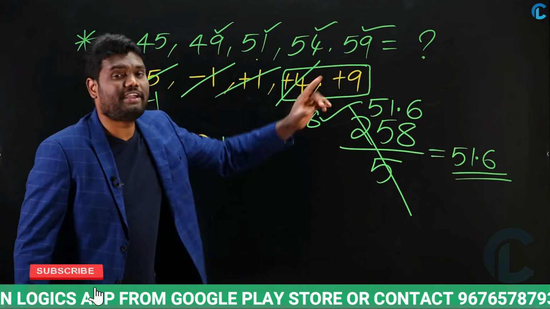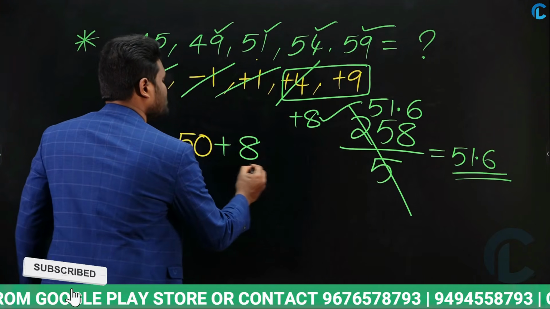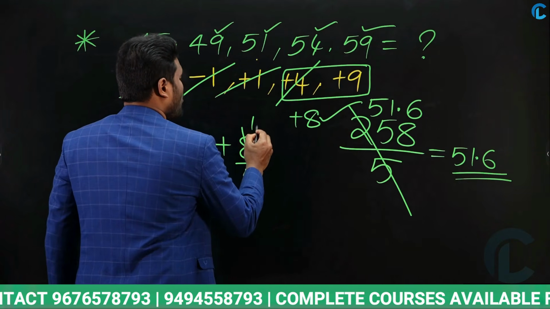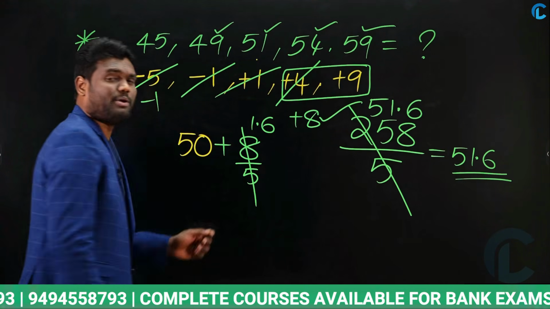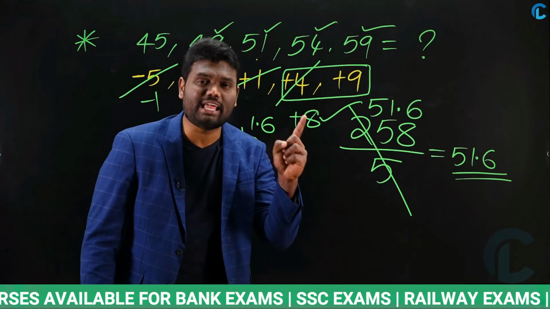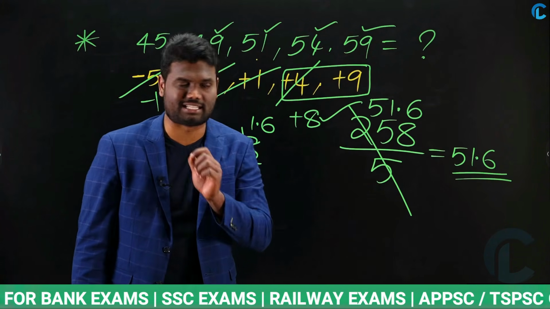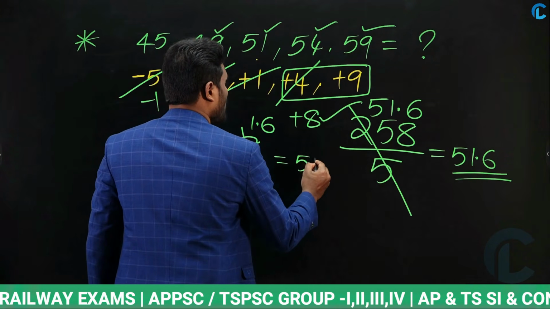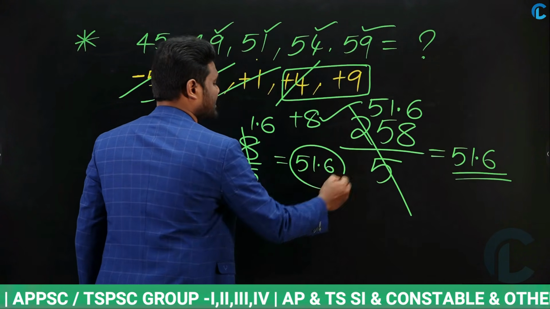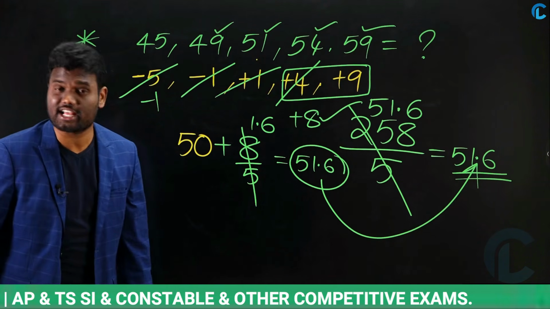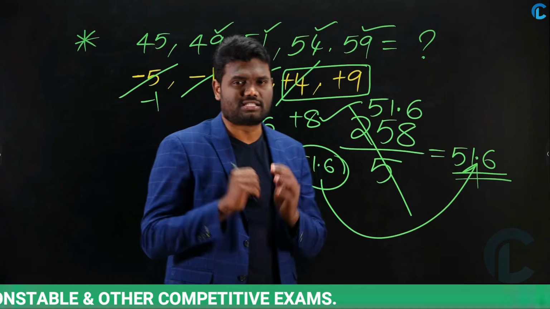How many numbers do you have here? In total you have 5 numbers. So distribute this to all the 5 numbers. 8 by 5 is nothing but 1.6. Why? Because 5 goes into 8 one time and you are left with a remainder of 3. 3 by 5 is nothing but 0.6. So the average is going to be 50 plus 1.6, which is 51.6, which is exactly the same as whatever we got earlier. Yes or no? This is really simple.